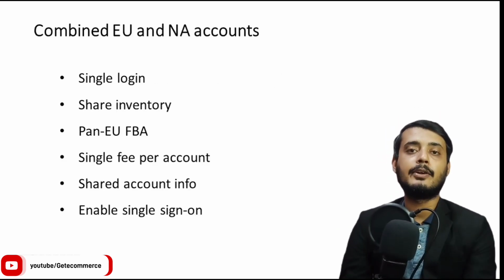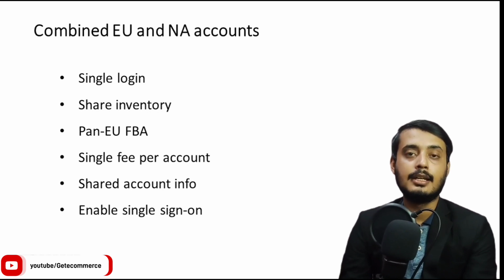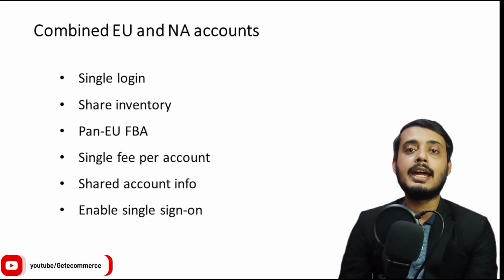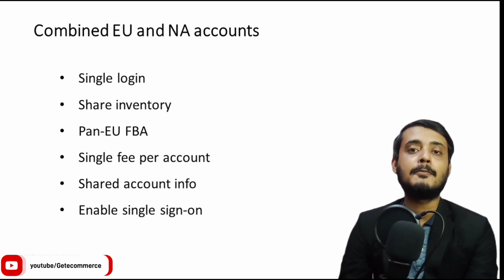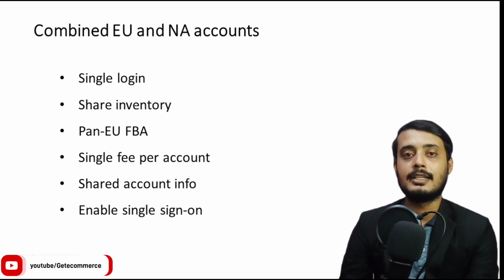Amazon has created what I refer to as combined European Union and North American accounts. This means that with a single login you can access different Amazon countries from the same interface. This has certain benefits. For example, the inventory across these countries is shared. If you list three items in the United Kingdom, it will only show three items in France, Italy, Germany, Spain, etc. This means a much lower chance of overselling in Europe. That's something called pan-European FBA, which we will come onto later. Instead of paying a fee for each country, you will pay a single fee per account. So you will pay a single fee for the European countries and a single fee for the North American countries, and the account information is also shared.